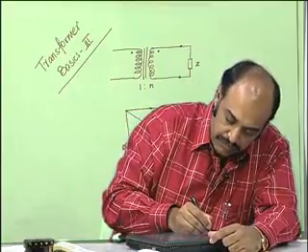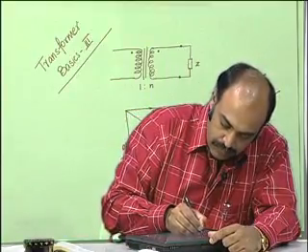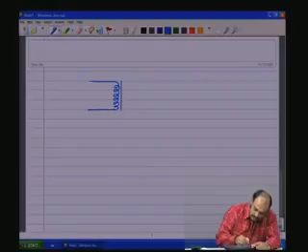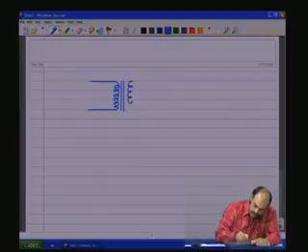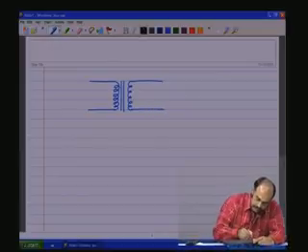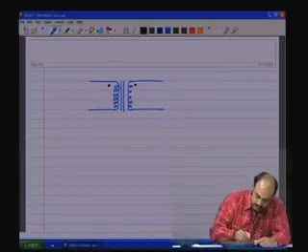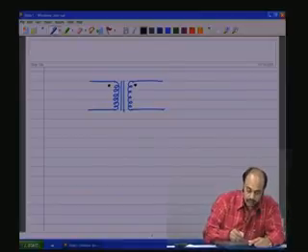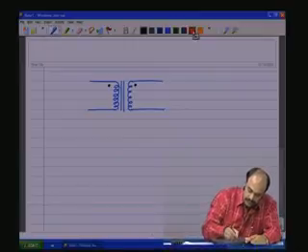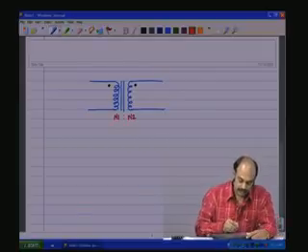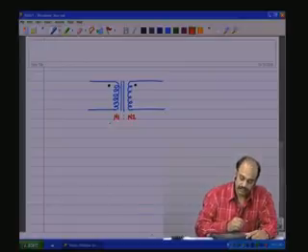So, we have this transformer with a primary, a core and the secondary. One should not forget to put the dot polarities. This is to indicate that this part of the winding is in phase with this part of the winding. And there is one more piece of information that we have to provide, that is N1 is to N2, the N1 number of turns or N2 number of turns.